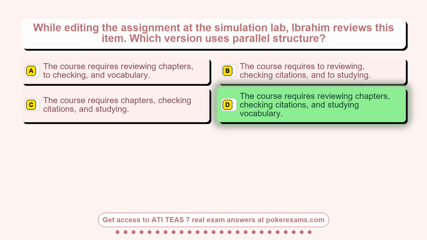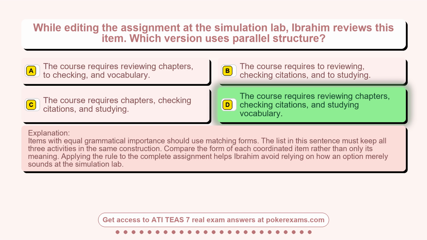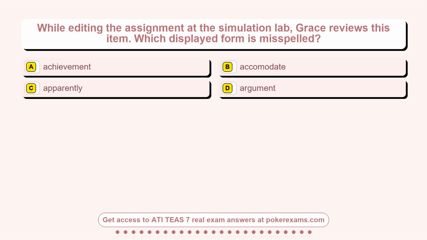The course requires reviewing chapters, checking citations, and studying vocabulary. Items with equal grammatical importance should use matching forms. The list in this sentence must keep all three activities in the same construction. Compare the form of each coordinated item rather than only its meaning. Applying the rule to the complete assignment helps Ibrahim avoid relying on how an option merely sounds at the simulation lab.